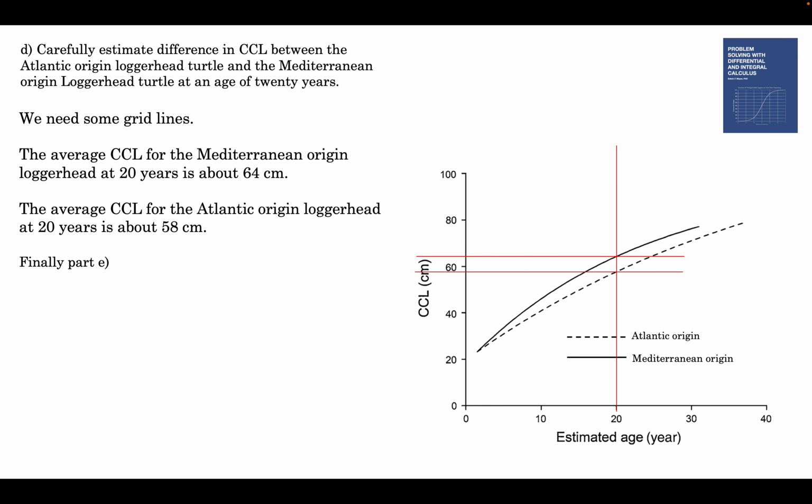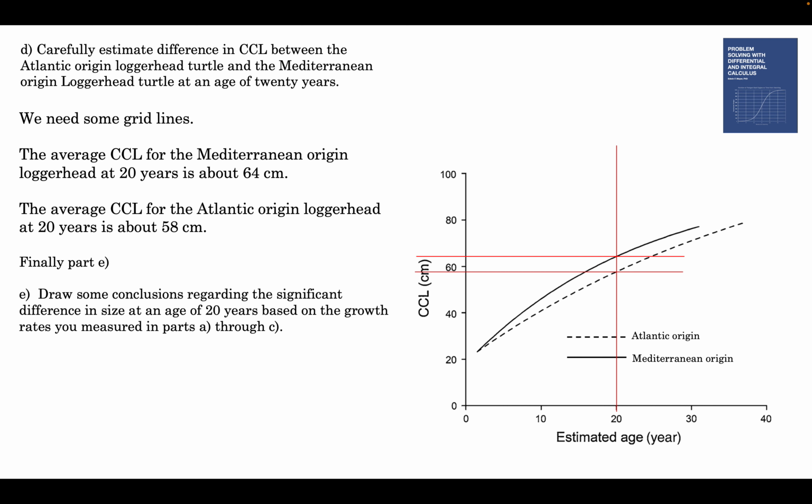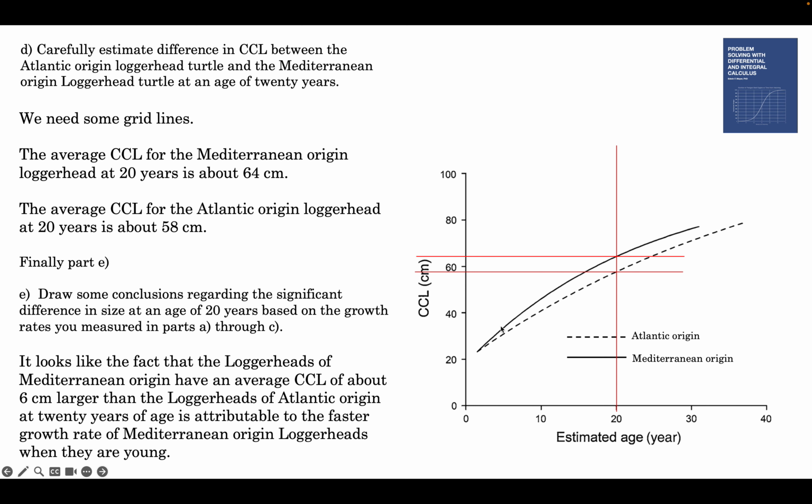So finally, part E. Draw some conclusions regarding this difference. When does this difference happen? And it seems pretty clear that the reason why the Mediterranean origin loggerhead is bigger at 20 years is because the growth rate is higher when it's young. This is where it gains the advantage. The growth rates here are very similar. The slope's very similar here. Here the slope is different. That's problem 3.